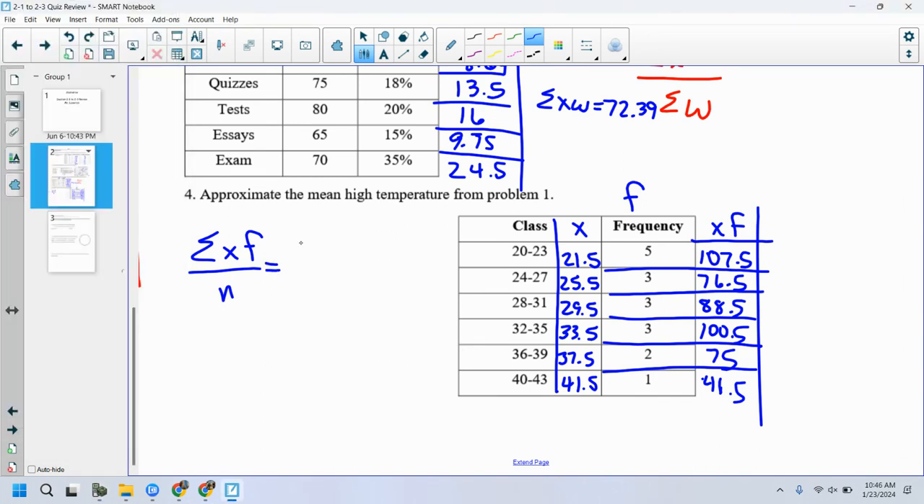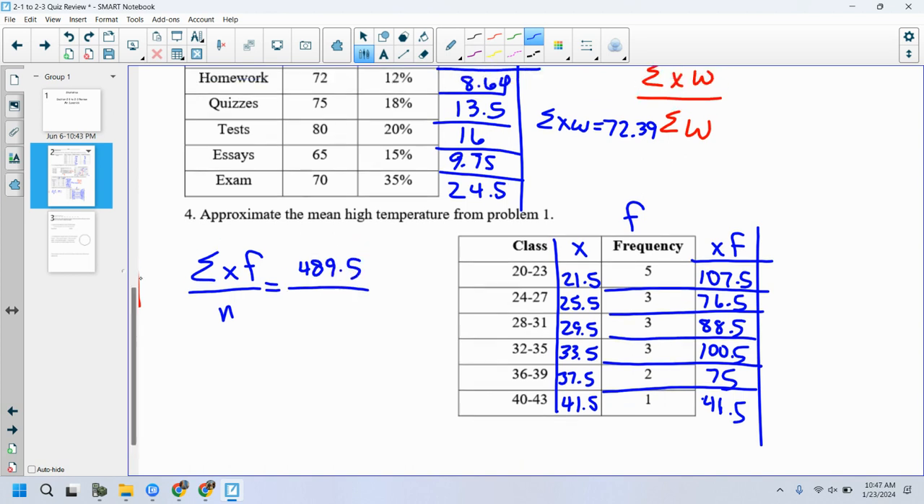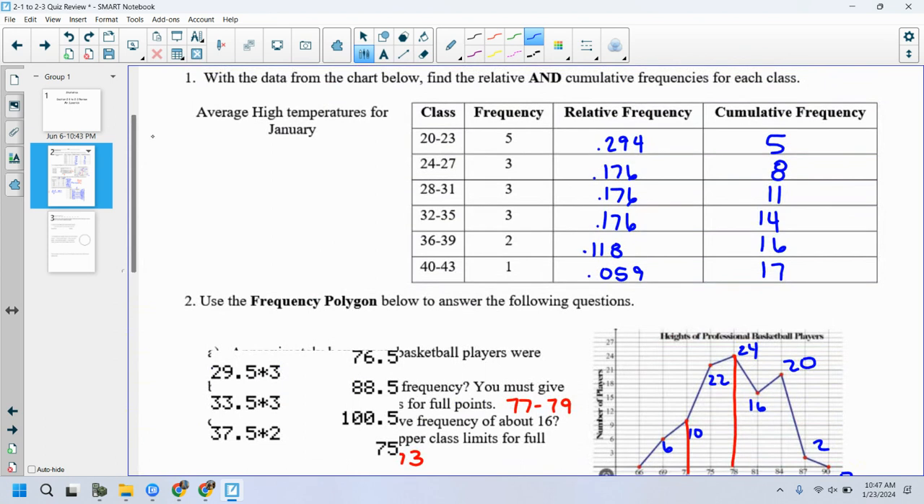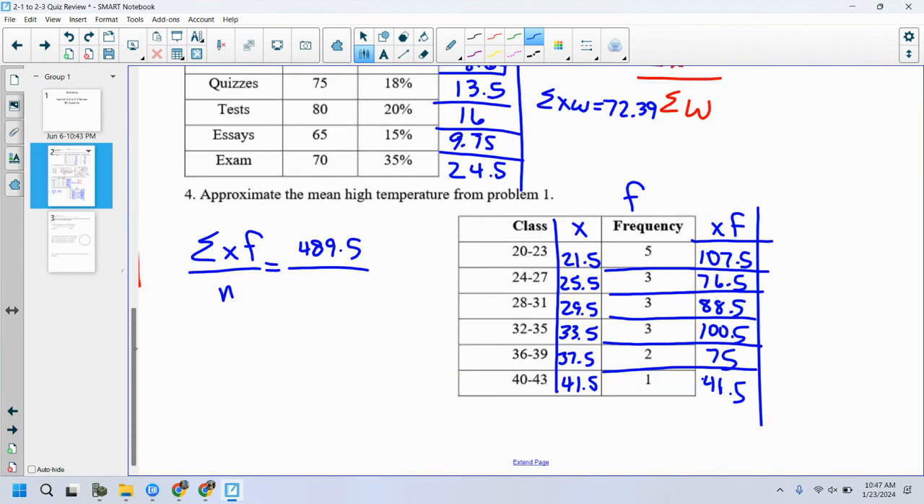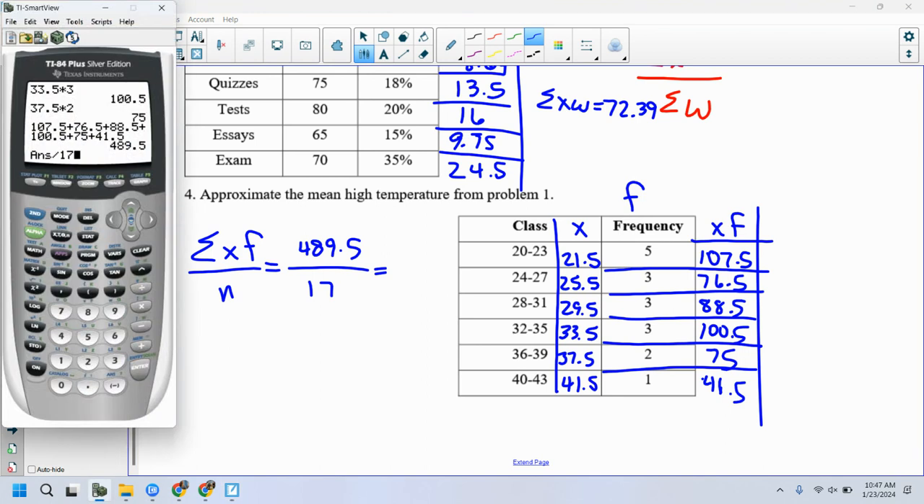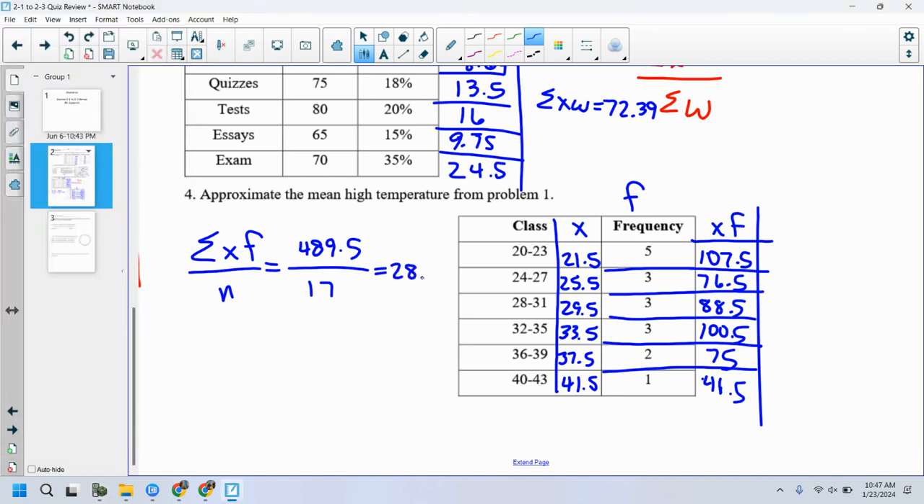That's my sum of my XFs, 489.5. And then I'm going to divide it by N. Well, what was my total frequency from above? 17, right? So now I divide that by 17, and I get 28.79, or 28.8 if you will.